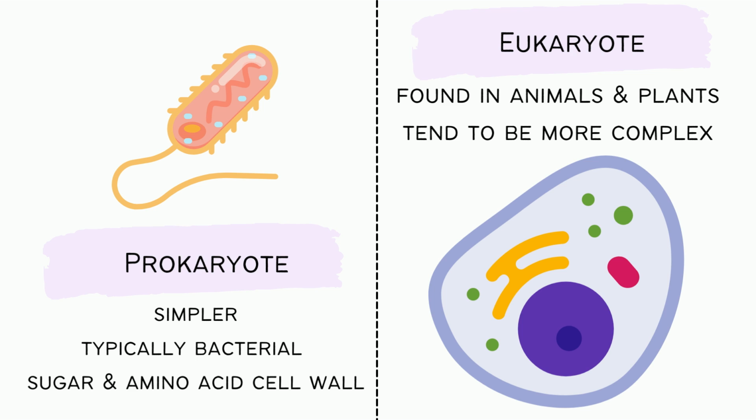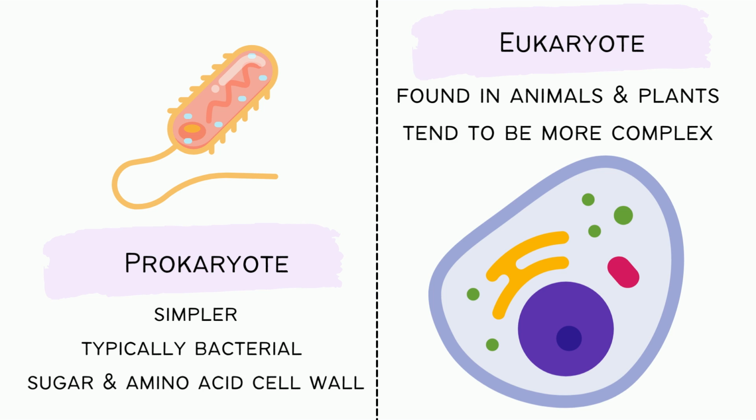So, you first need to know the difference between a prokaryote and a eukaryote. These are two different types of cells that exist. Prokaryotes are simpler. Typically, they're bacterial in nature, so it'll be a bacteria cell. And their cell wall is made out of sugar and amino acids. So, sugar and proteins. Remember, amino acids build up proteins.